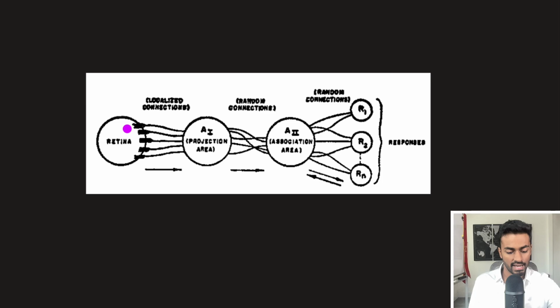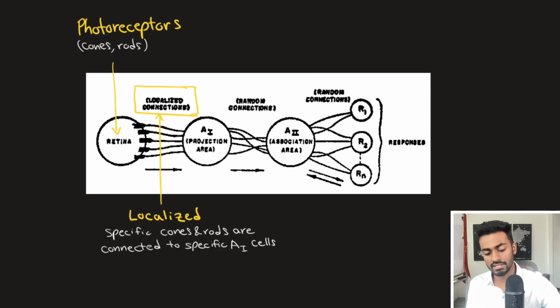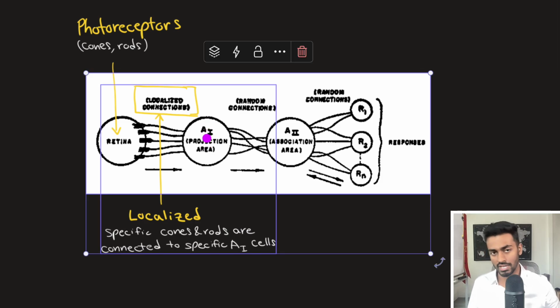So let's say we have a retina over here. Now, this is going to consist of photoreceptors. These are cones and rods which can detect color, brightness, luminosity of objects that it perceives. Then these are then connected via localized connections to neurons in this projection area A1. And when we say localized connections, it means that specific cones and rods here are going to be connected to very specific neurons over here in this region.